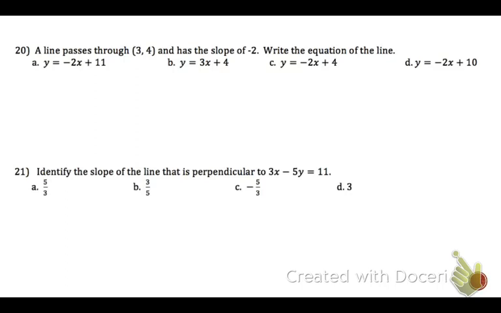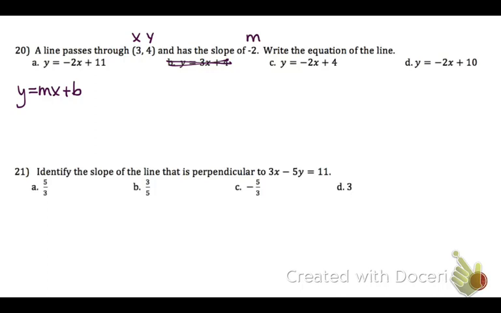Problem 20. A line passes through the point (3, 4). I'm going to go ahead and label that as my x, y. And has a slope of negative 2. I'm going to label that as my m. Write an equation of the line. So equations of lines are in the form y equals mx plus b. Right away, I know that my m is negative 2. So I can definitely cross off answer B because that slope is a positive 3. Answers A, C, and D all have negative 2 as a slope, so any of them could be my answer.